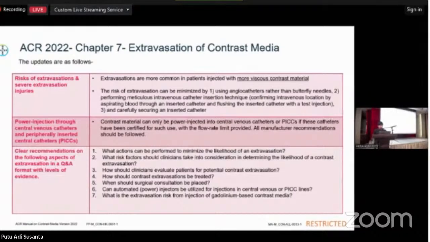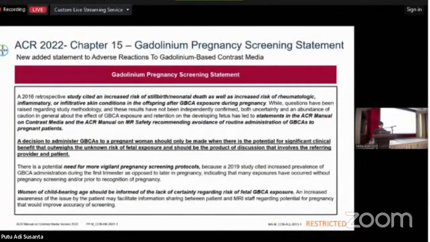And the next update in 2022 is regarding the gadolinium pregnancy screening statement. Because a retrospective study noted a risk of mortality and adverse events in the offspring after GBCA exposure during pregnancy, the ACR committee recommends avoiding routine administration of GBCA to pregnant patients unless there is a significant clinical benefit that outweighs the unknown risk.